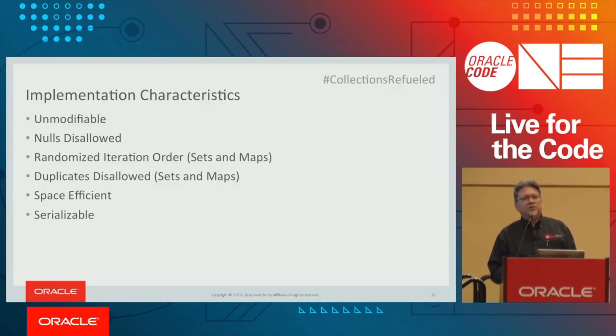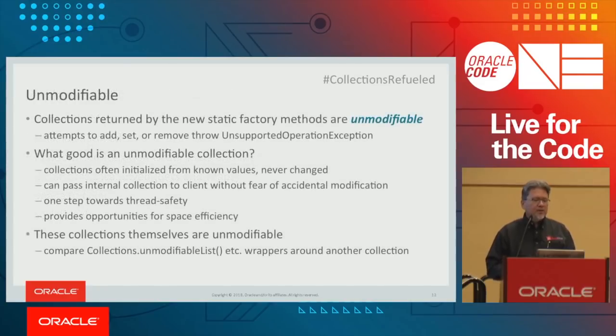Duplicates are disallowed. So if you're writing out individual elements in Set.of, if you put two of the same element, it is probably a programming error. Like I said earlier, they're space efficient, and they are also serializable. So if you need to write these to a persistent store or something like that, you can serialize and deserialize these instances. All right, so I will get back to each of these issues.